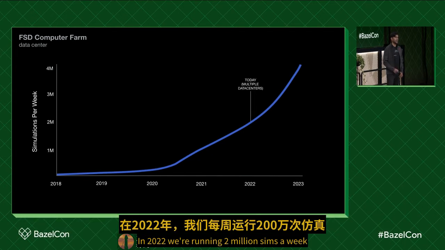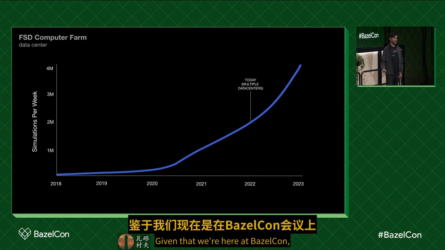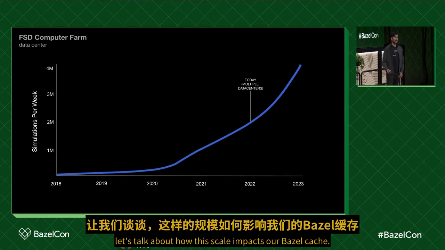In 2022, we're running 2 million sims a week, and this kind of scale brings us a lot of unique software challenges across networking, distributed computing, and storage. Given that we're here at BazelCon, let's talk about how this scale impacts our Bazel cache.